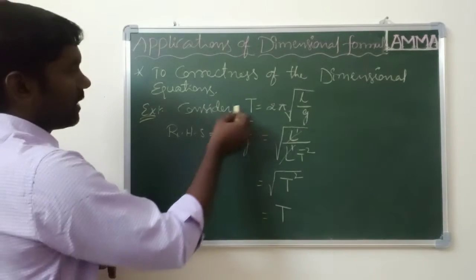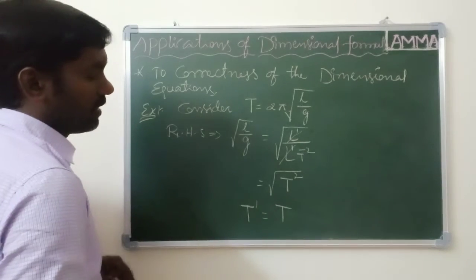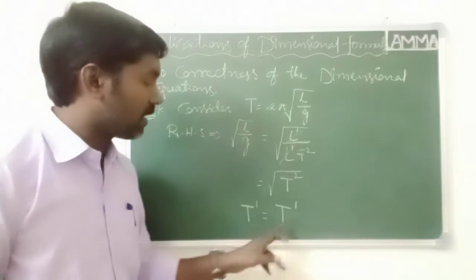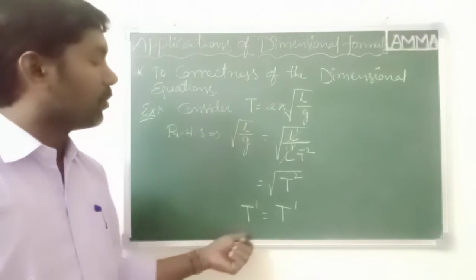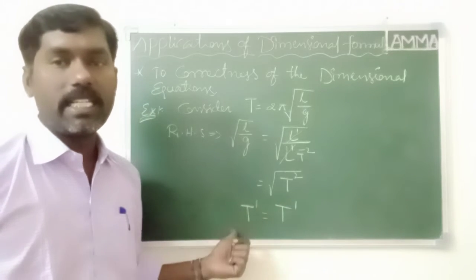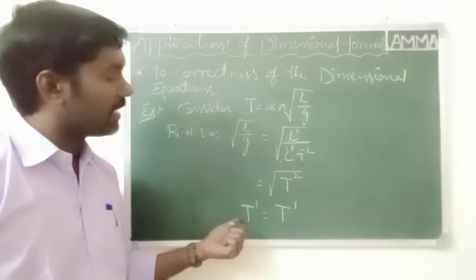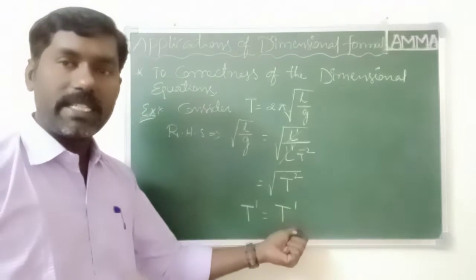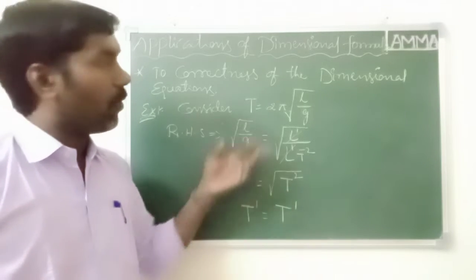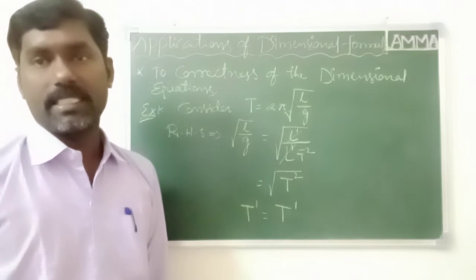What is the left-hand side? Again it is T, the time. The dimensional formula of time is T¹, and on the right-hand side it is also T¹. So on both sides, the dimensions of the terms are equal. The dimensional formula of the left-hand side and the right-hand side are equal. That is why the given expression is right, that is correct.